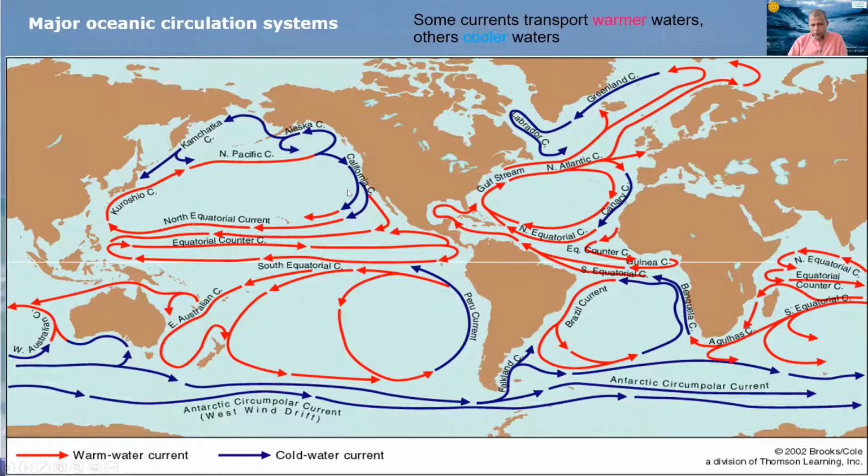You will notice that there are two colors for the different currents. The color represents the amount of energy, or the temperature. These red ones are warm water currents, whereas these blue ones are cold water currents. You see, most of the currents in the tropics are red, which means they are carrying warm water.